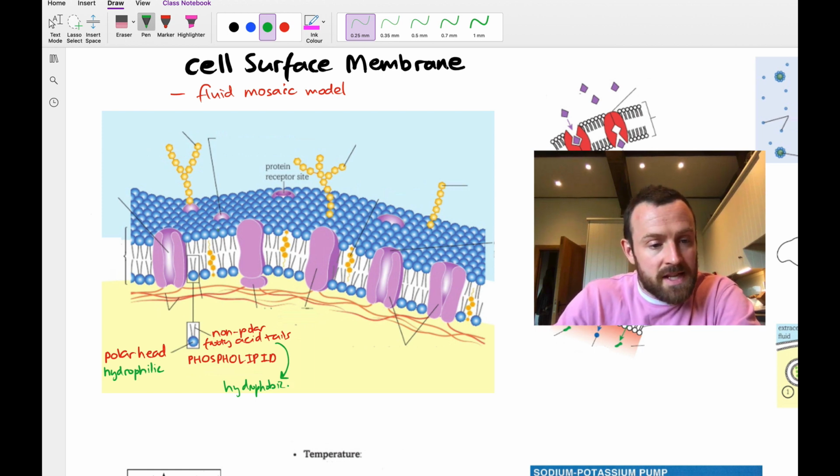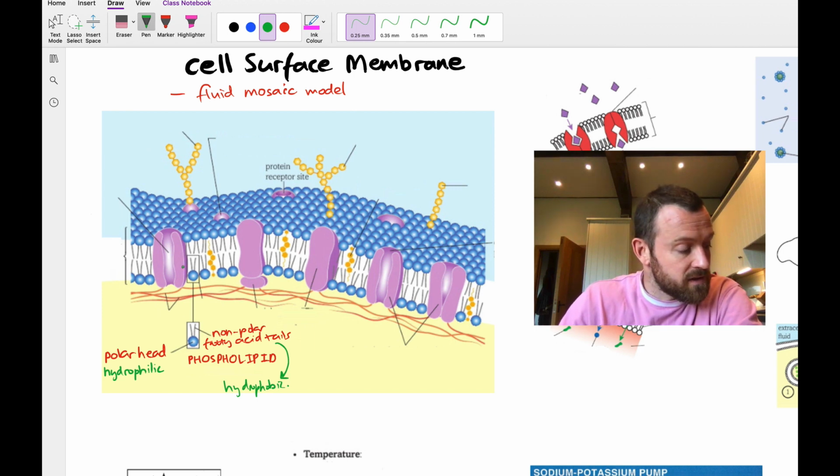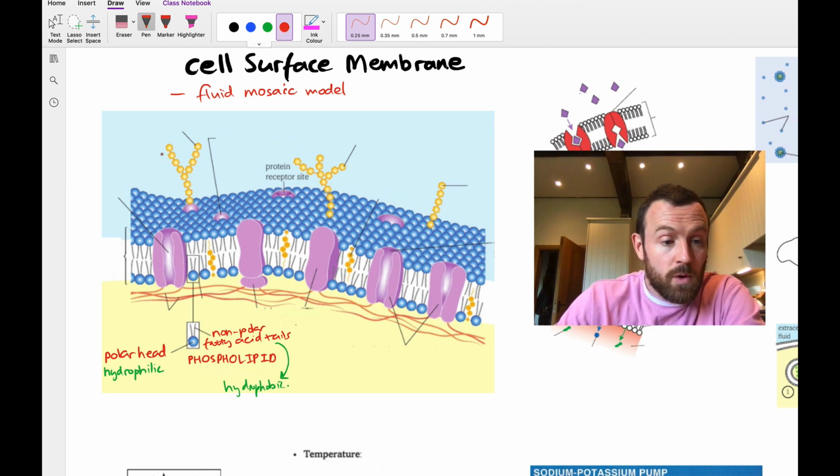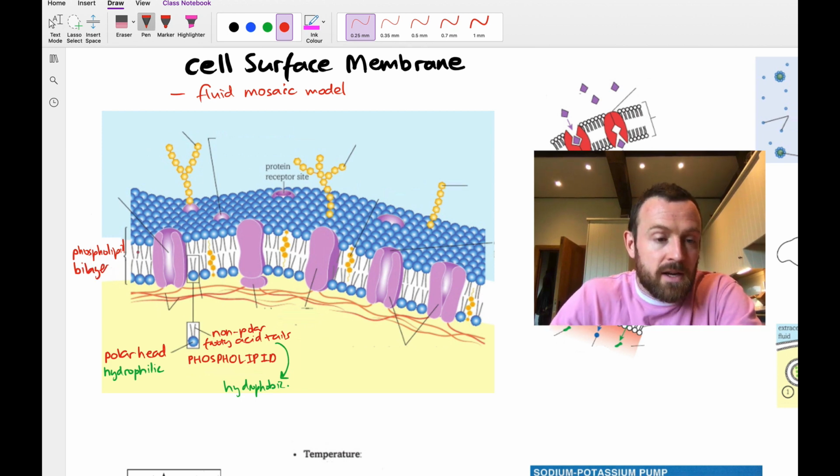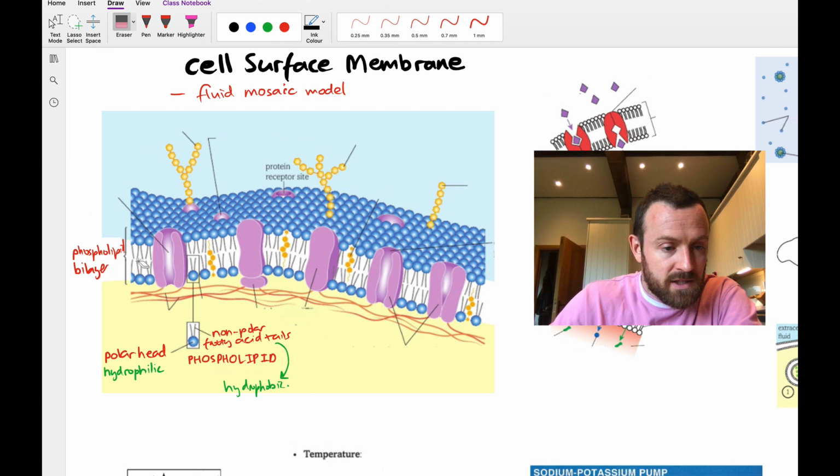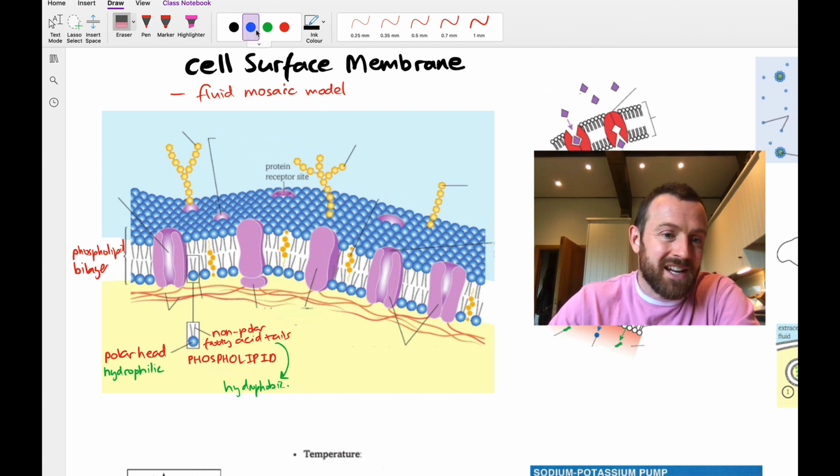So you can see how the phospholipid molecules arrange themselves into a bilayer. So we call this the phospholipid bilayer. And if we were to look into that bilayer here, in the middle we've got the hydrophobic tails sandwiched together. So there's no water in there. So we've got a hydrophobic environment where the tails can get together.